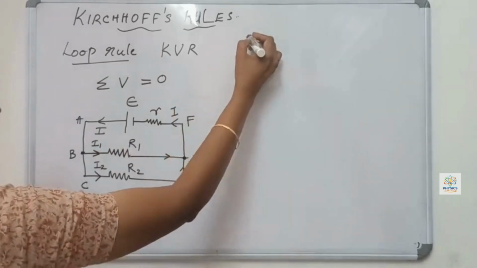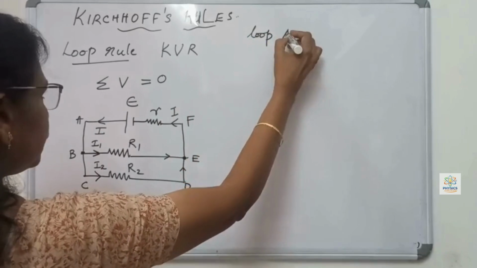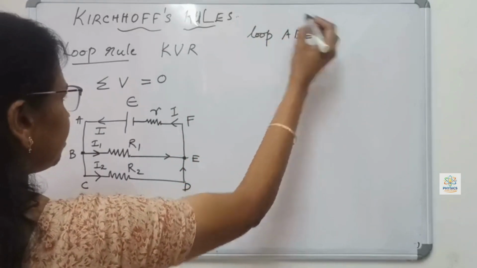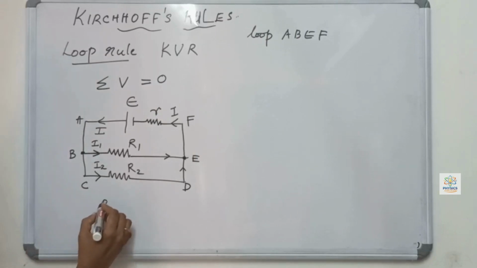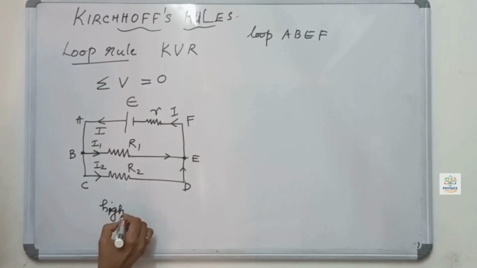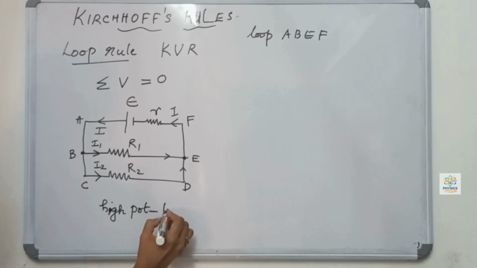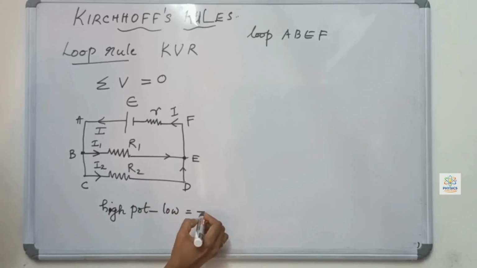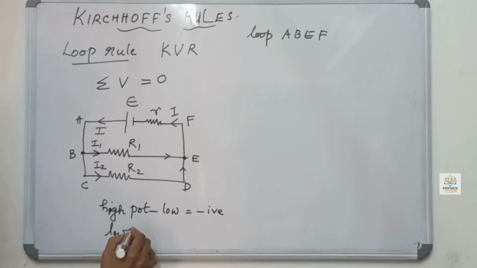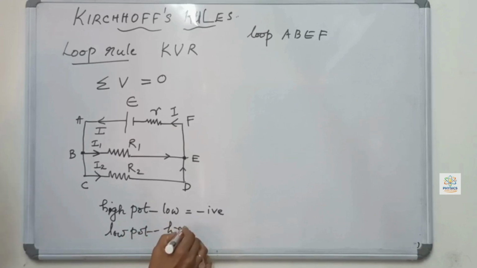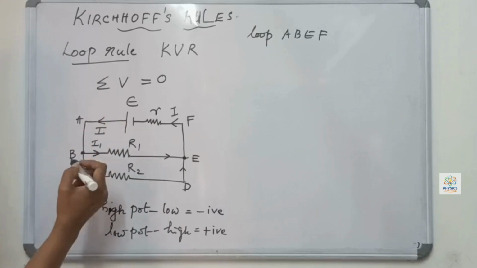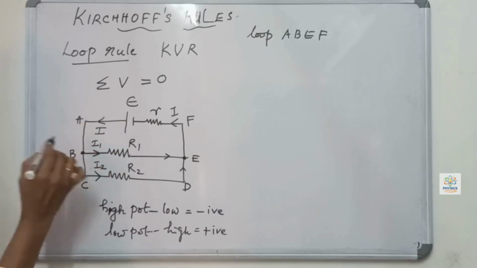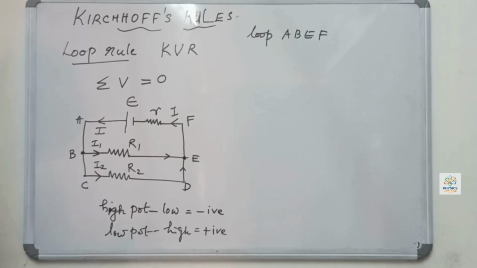First we have to consider the closed loop A, B, E, F. Here you have to just consider two points. When it goes from high potential to low potential, it is always taken with a negative sign, and at the same time, low potential to high potential is taken as a positive sign. So first, between the points A and B there is no resistor.